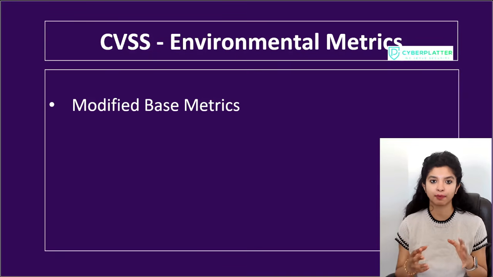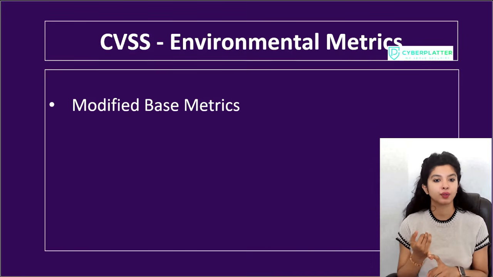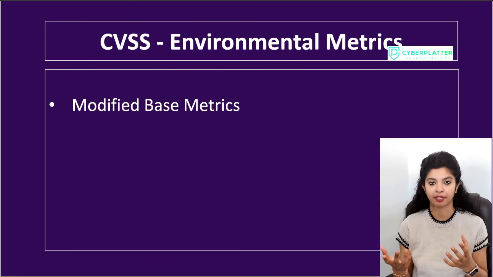So before that, base metrics we said that it depends on 5 factors, that is attack vector, attack complexity, privileges required, user interaction and impact metrics. So organizations can adjust these values based on how the vulnerability behaves in their environment.